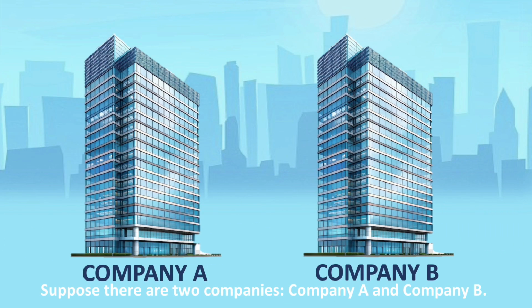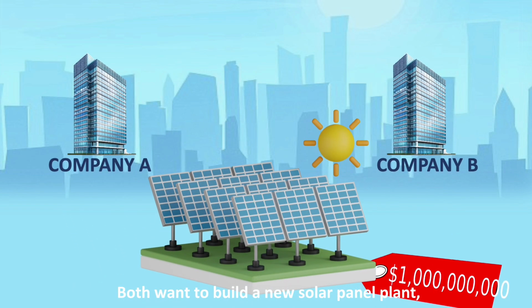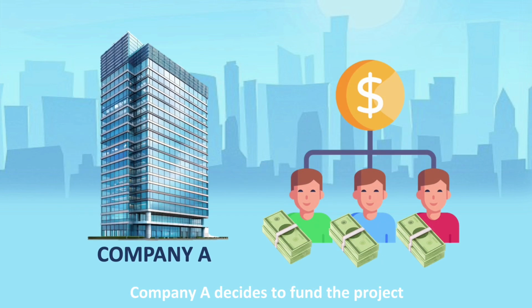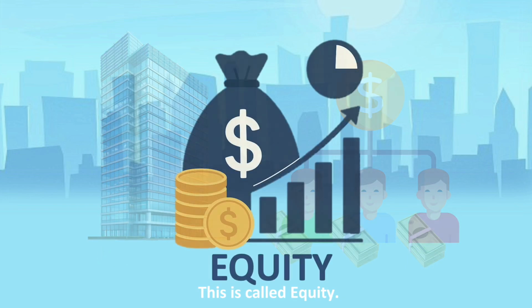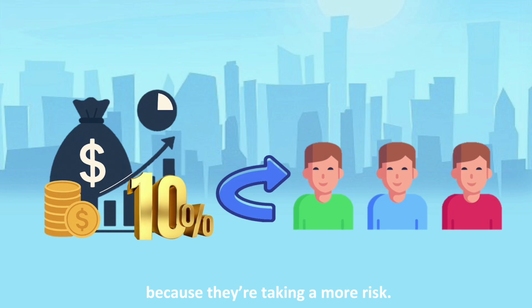So suppose there are two companies, Company A and Company B. Both want to build a new solar panel plant, and each needs $1 million in funding for it. Company A decides to fund the project using only their own money from shareholders. This is called equity. Shareholders usually expect a higher return because they are taking on more risk. In this case, they expect a 10% return.